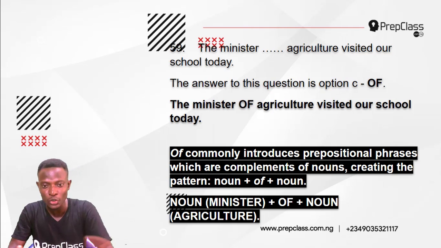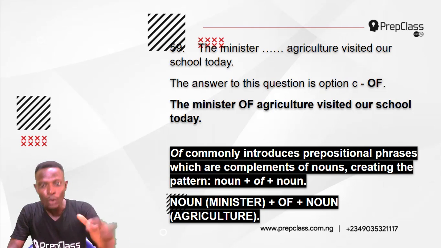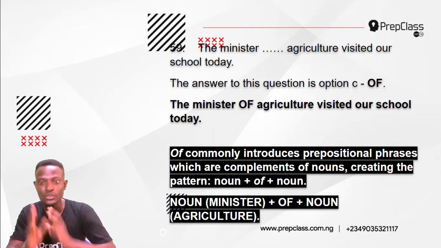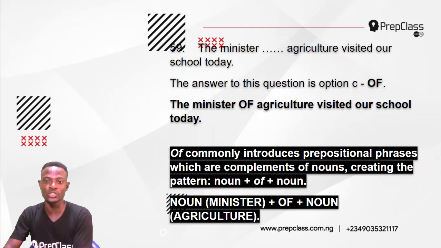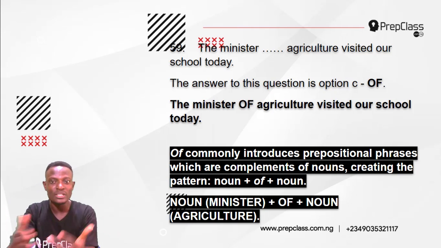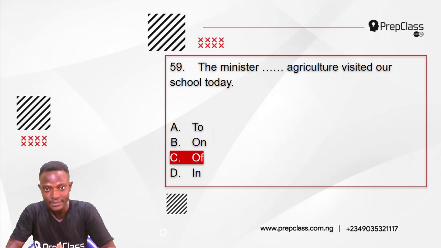Now, of agriculture is a prepositional phrase. And we said of commonly introduces prepositional phrases which are complements of nouns. So of agriculture is a prepositional phrase complementing the noun minister. The minister of what? Agriculture. So the answer is option C.